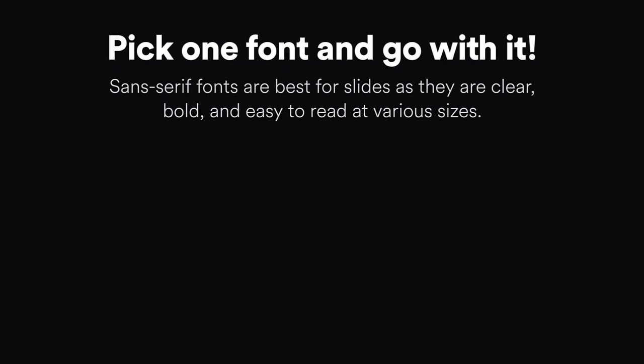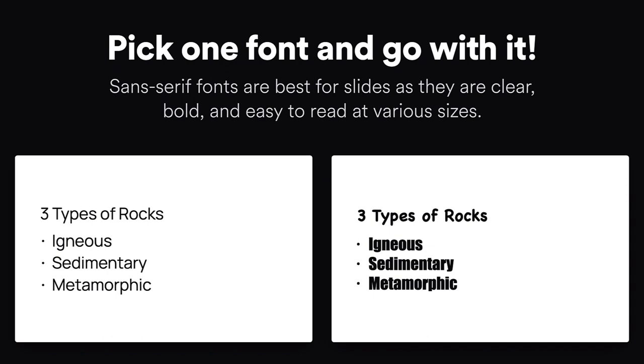Sans serif fonts are the best. They're going to be the best for slides because they're clear, they're bold, and they're very easy to read whether the font is large or small. Take a look at these two examples. On the left, I have one typeface for my heading and my 3 bullets. This is a font called Manrope from Google.